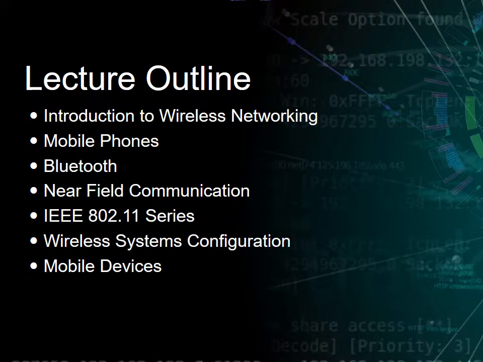The outline for this chapter is the introduction to wireless networking, mobile phones, Bluetooth, near-field communications, IEEE 802.11 series, wireless systems configuration, and mobile devices.